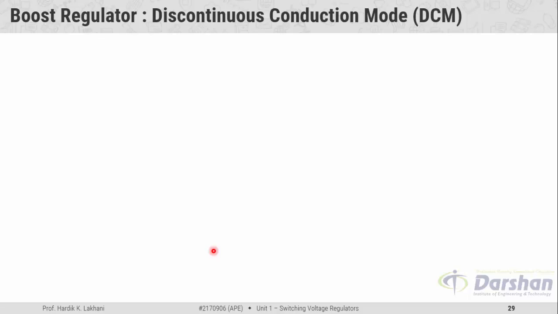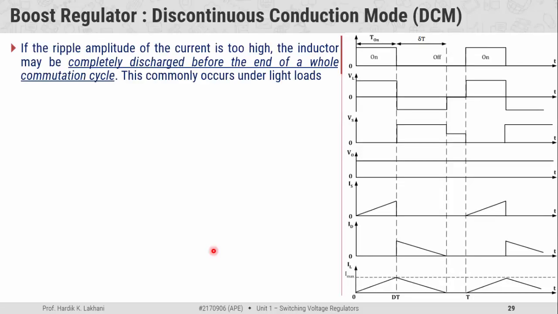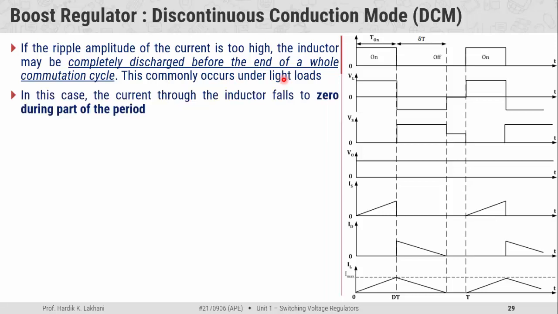Boost regulator in the discontinuous conduction mode. The discontinuous conduction mode refers to the complete discharge of the inductor before the cycle gets completed. So if the ripple amplitude of the current is too high, the inductor may be completely discharged before the end of the cycle. This commonly occurs under light load conditions. So in this case, the current through the inductor falls to 0 during part of the period and it remains at the 0 value for a certain amount of time.